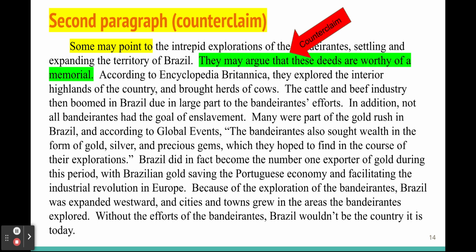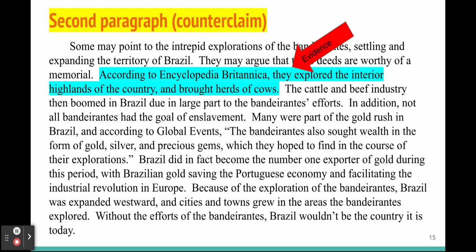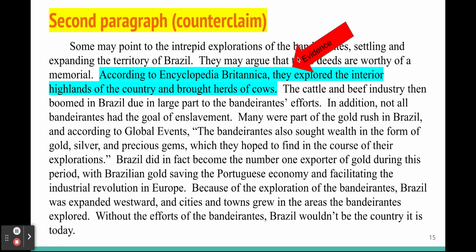Here's my counterclaim. My claim in the first paragraph was the Bandeirantes were bad, and so they should not have a memorial. We should take it down. My counterclaim is the deeds of the Bandeirantes are worthy of a memorial. Okay? Next, I'm going to move on to my evidence. According to Encyclopedia Britannica, they explored the interior highlands of the country and brought herds of cows.